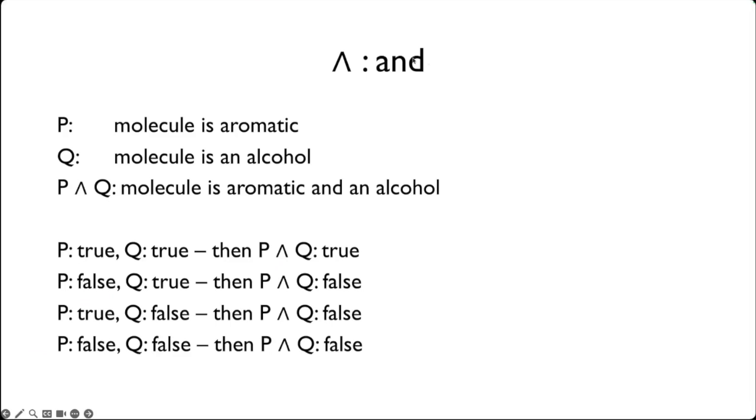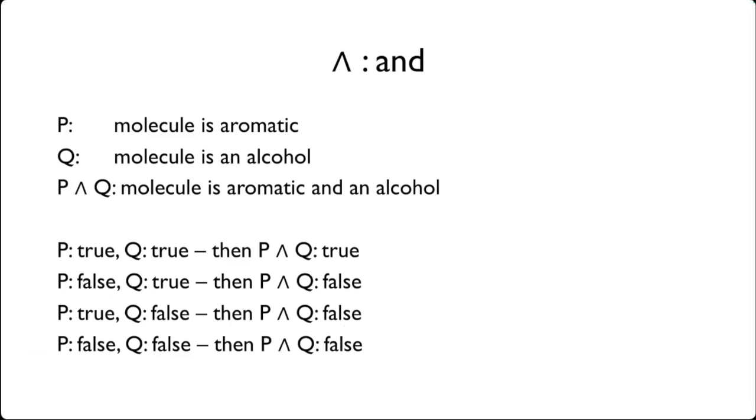The way you work through these things is called a truth table. Okay, so if I'm going to say P is true and Q is true, I just said it in words. If P, Q are true, then the combined statement P and Q is true. If P is false and Q is true, then the combined statement P and Q is false. P is true, Q is false, then the combined statement P and Q is false, and so forth.